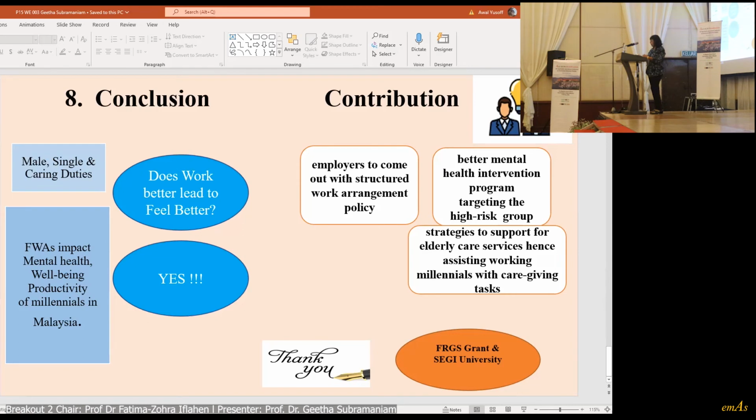So flexible working arrangement can be one of the ways to actually improve not only millennials', ours also, our well-being. And so employers should come up with structured work arrangement policy. That was the first recommendation. Second recommendation is, now that we know that certain groups of people are more affected by mental health, especially among the millennials, maybe there should be strategies to support these groups, because it goes back onto culture and well-being.